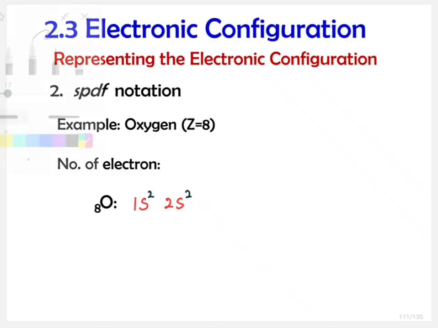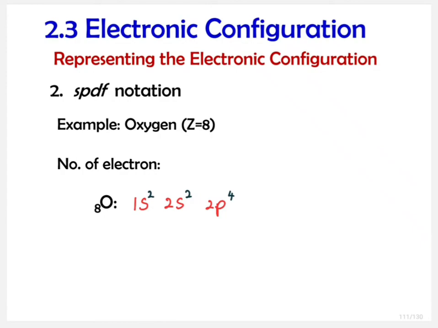Sekarang kita dah isi 4 elektron. Lepas 2s, kita akan isi 2p pula, sebanyak 1, 2, 3, 4. Lagi 4 dekat 2p. Jadi awak dah isi 8 elektron. So, this is spdf notation.